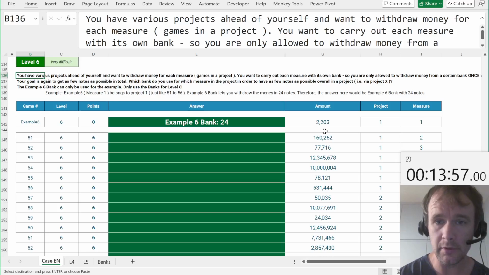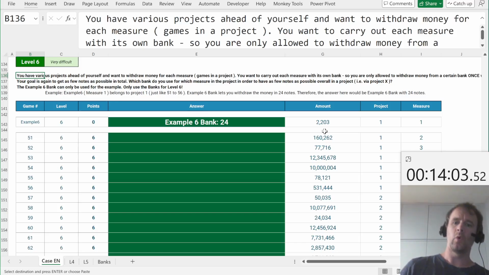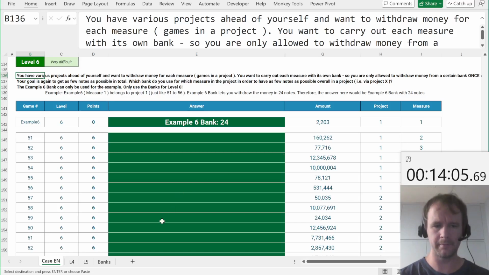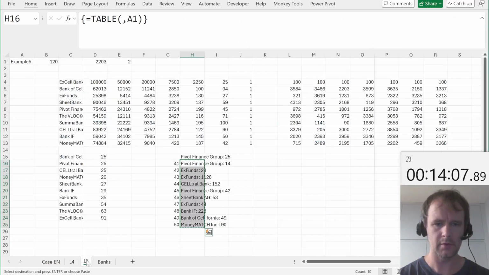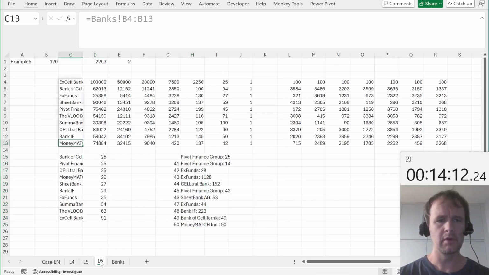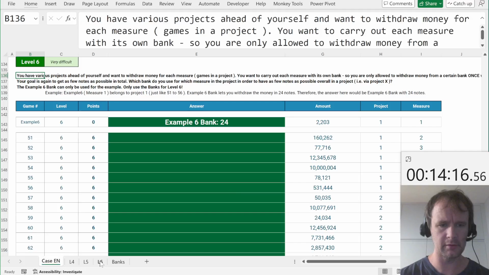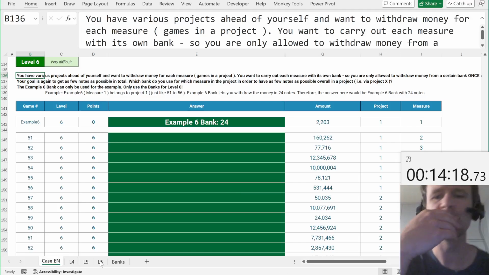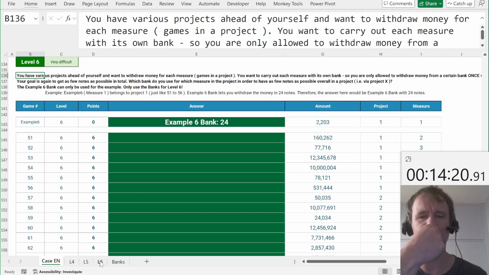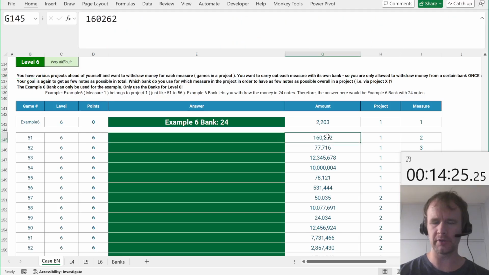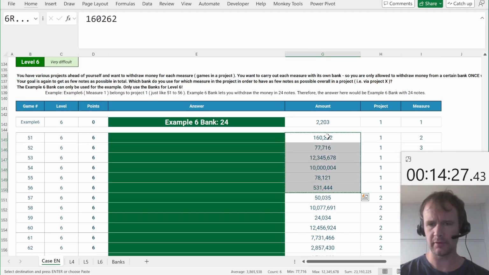Oh, interesting. Okay. So it's going to look a lot like that for level 6. Okay, so no, I don't want example 6. How am I going to do this? First things first, I got to do one project at a time. So let's take this.